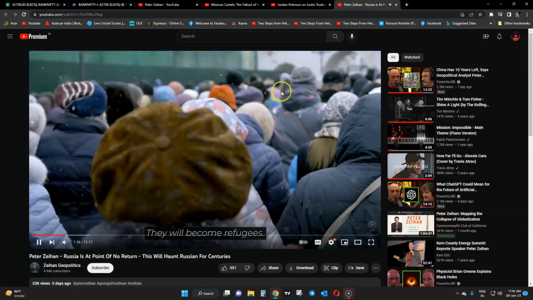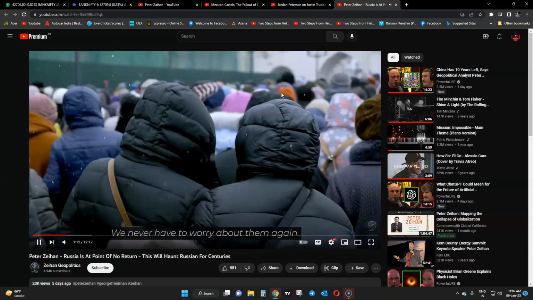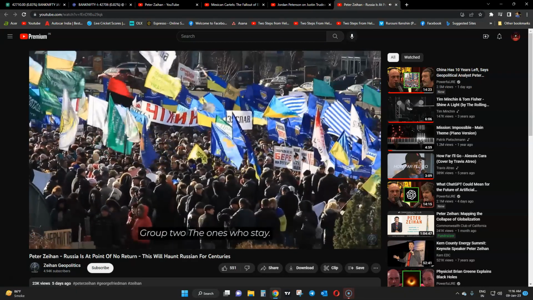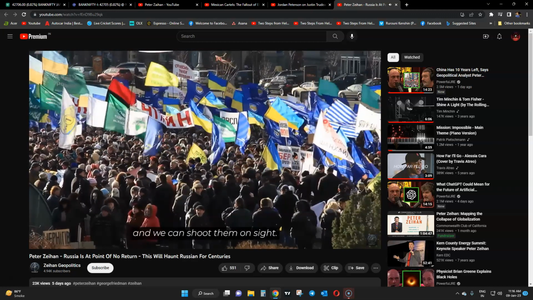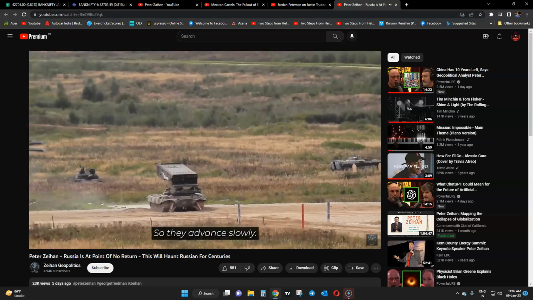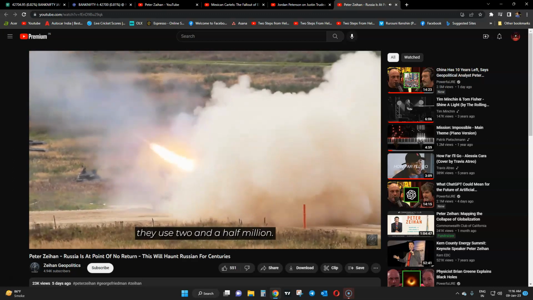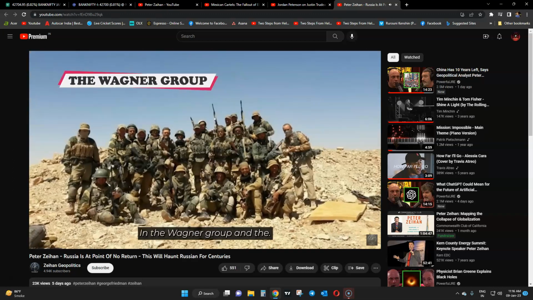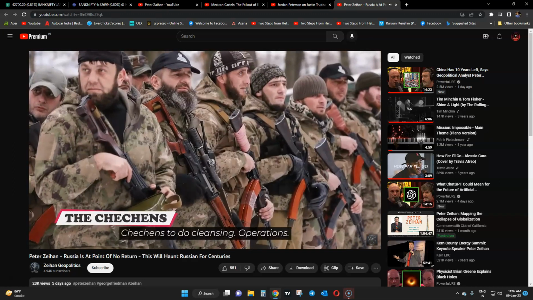Will run. They will become refugees. We never have to worry about them again. Group 2, the ones who stay, are clearly combatants, and we can shoot them on sight. So they advance slowly. In 2 months, they used 2.5 million artillery shells, and then they brought in the Wagner Group and the Chechens to do cleansing operations.